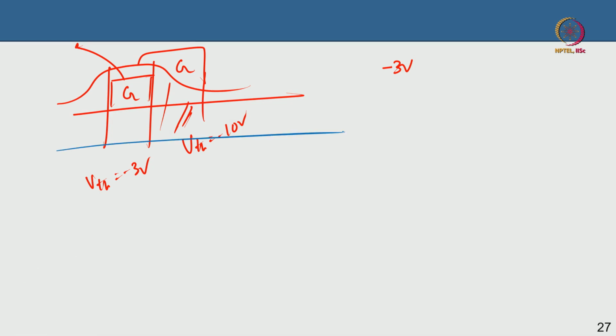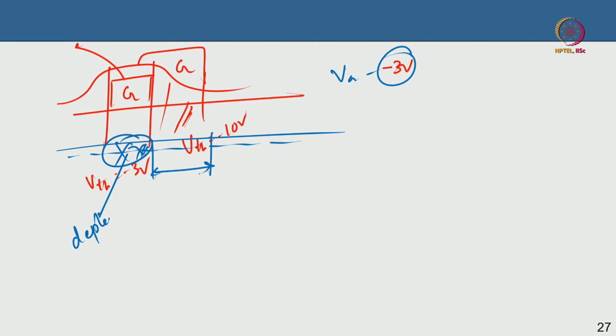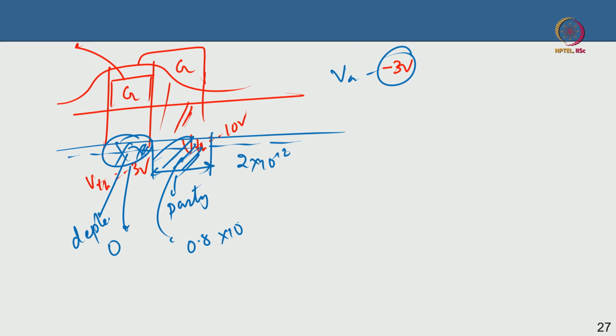Your 2D electron gas is something like that. If you apply a gate voltage of minus 3 volt, then this part is completely depleted. However, this part is not completely depleted, since it needs minus 10 volt to deplete, which means at minus 3 volt it is only partially depleted. So instead of 2 into 10 to the power 12 everywhere, below the gate it has become 0 because I apply minus 3 volt and pinch it off. Maybe in this region it could be, say, 0.8 or 0.9 into 10 to the power 12, you see.